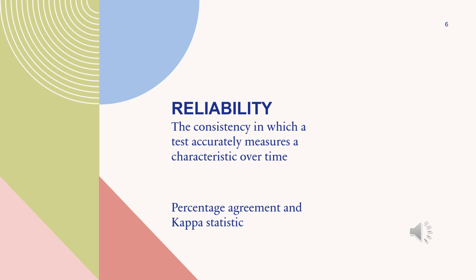So we know that it is the consistency with which a test accurately measures a characteristic over time. Variation in test administration and interpretation can really negatively impact the result of a test. The percent agreement is the inter-observer agreement, and that can impact the reliability of a test. And percent agreement is a measure of reliability among multiple observers.